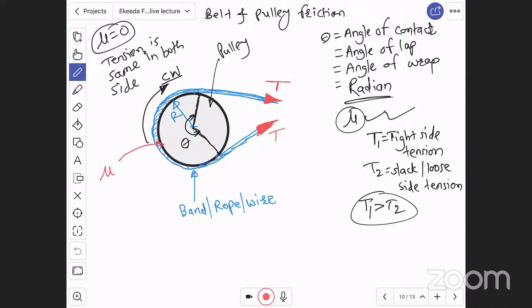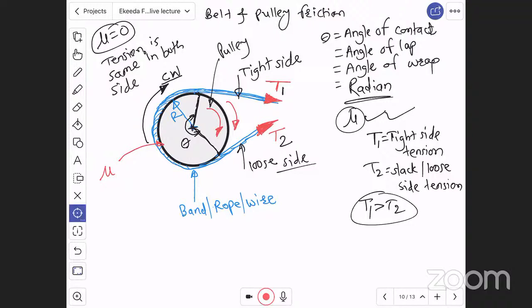Now, with the help of rotation, see, the rotation is clockwise like this. For such a rotation, definitely this must be T1 and this must be T2, because this must be the tight side, and this must be the loose or slack side, because the motion is always in the direction of maximum loading.